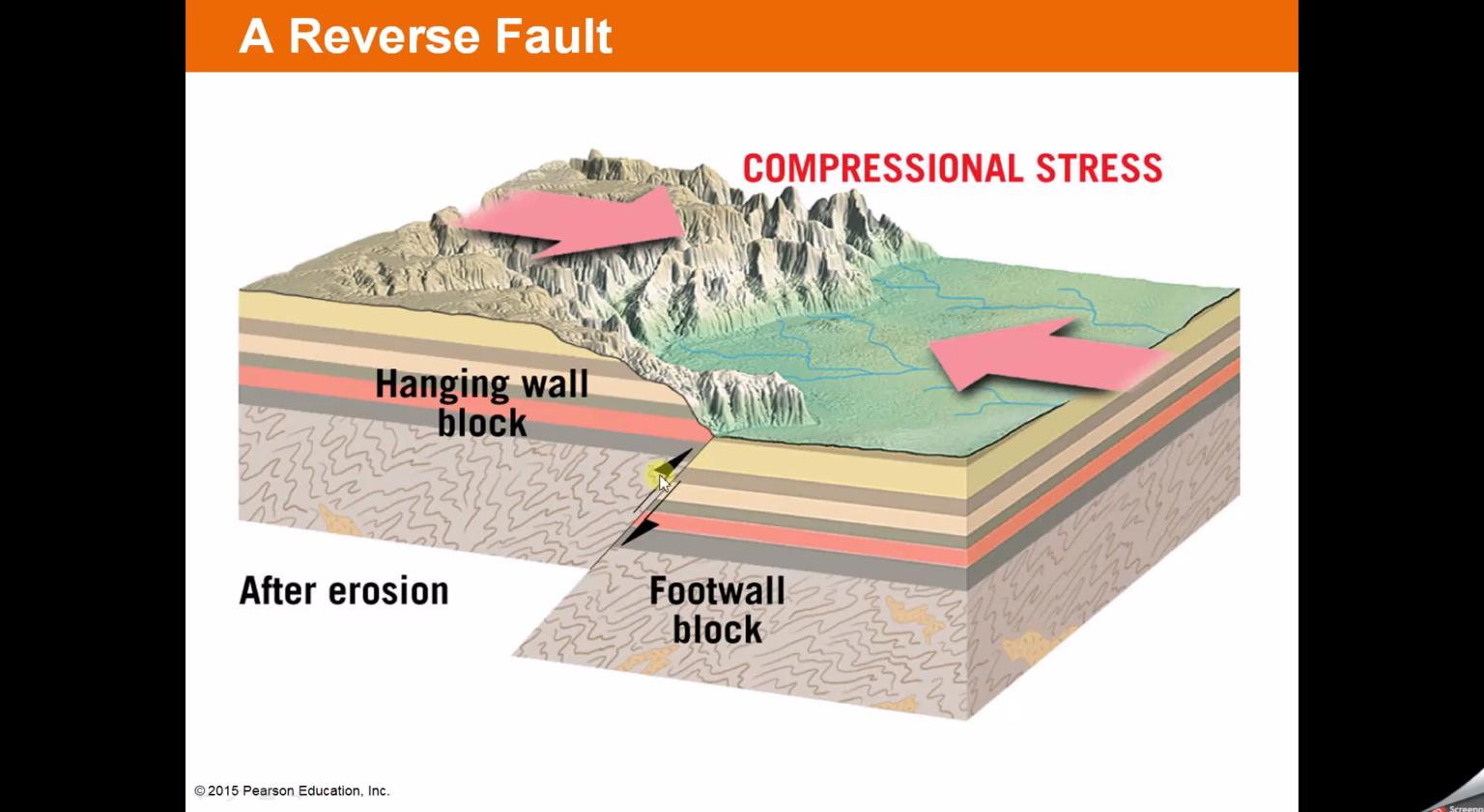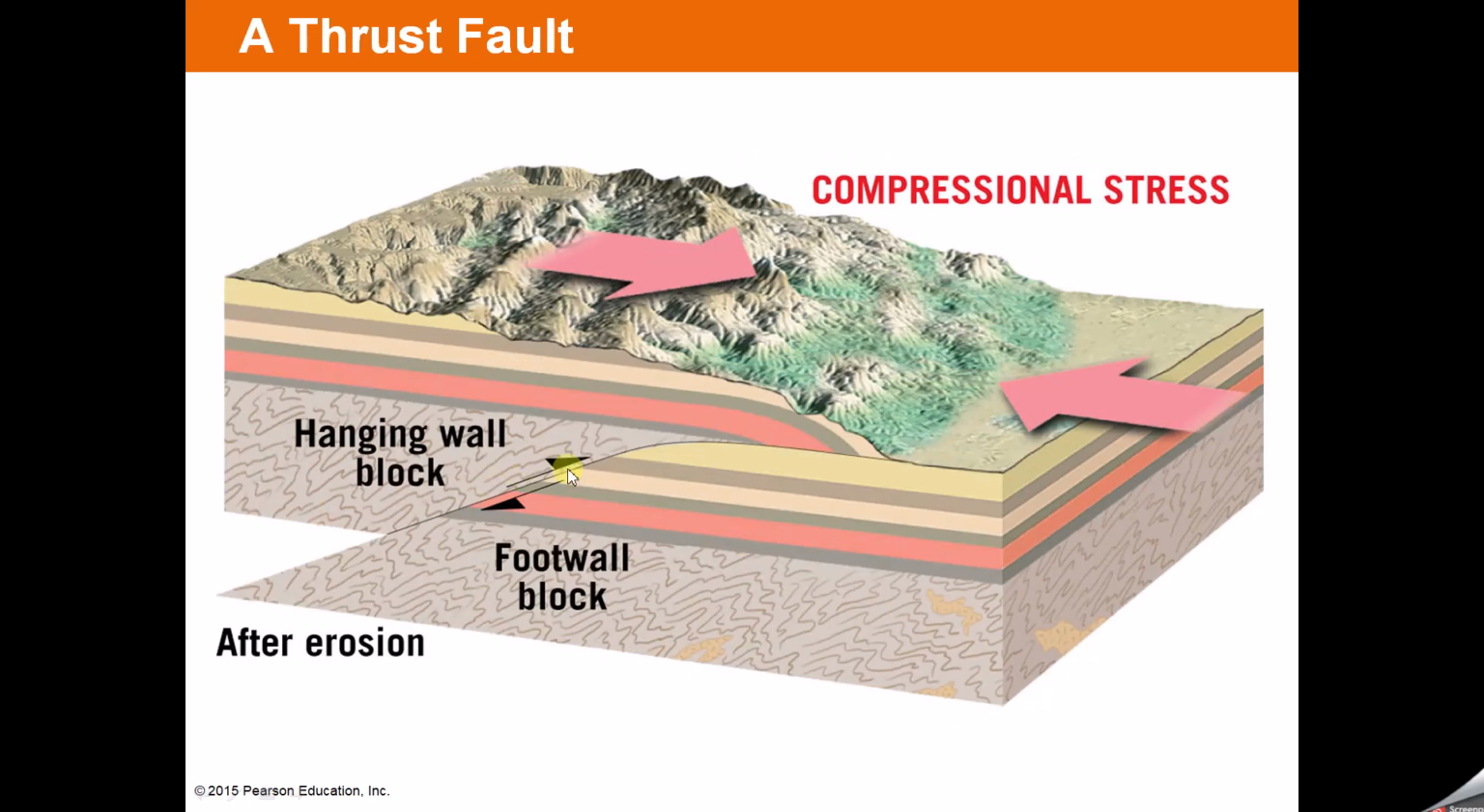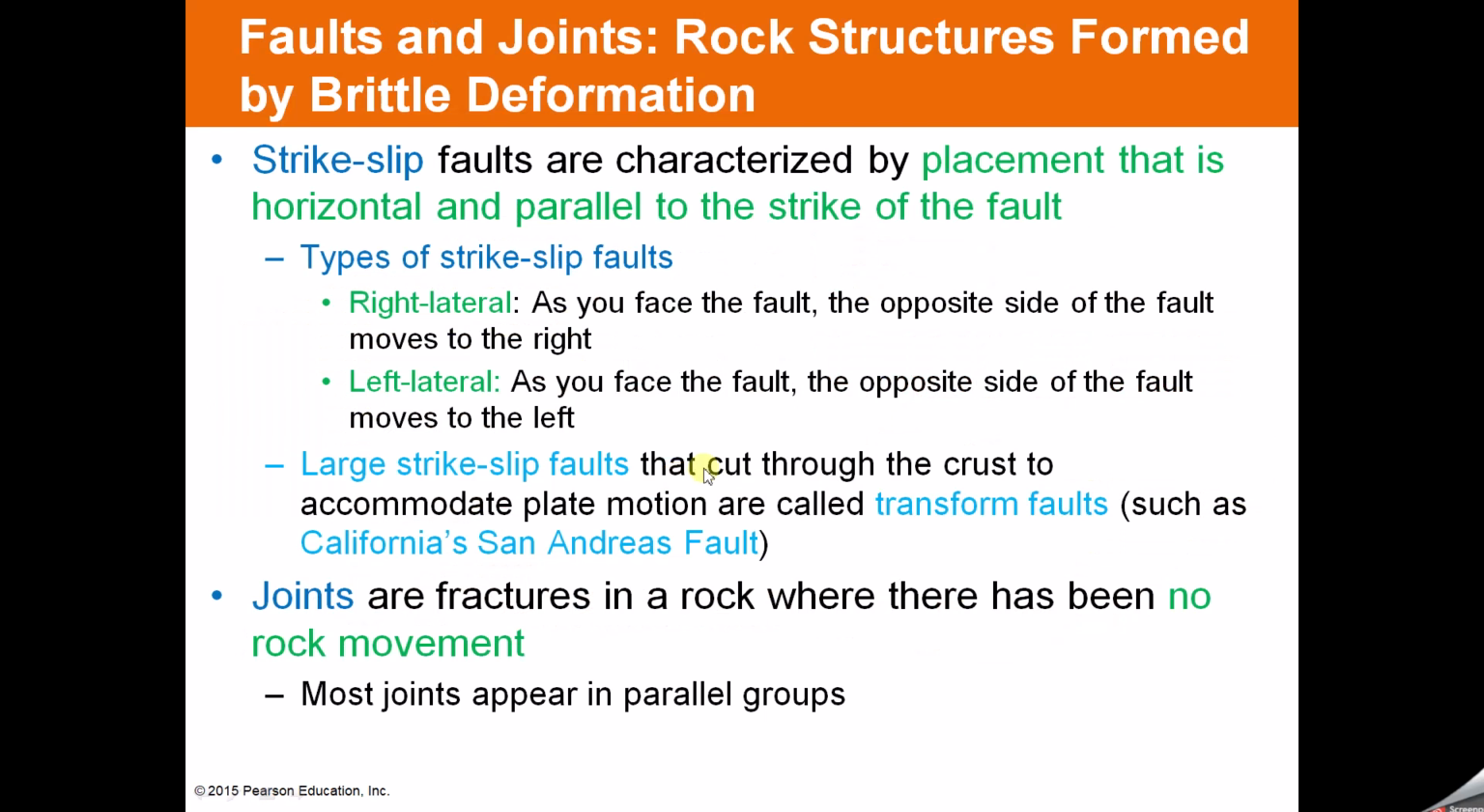And this one we call reverse fault because the angle here is above 45 degrees. The angle between the fault plane and the horizontal is more than 45 degrees. But if the angle between the fault plane and the horizon is less than 45 degrees, this is still reverse fault, but we call it thrust fault. It's still compressional, still reverse fault, but with angle less than 45 degrees, we call it thrust fault.